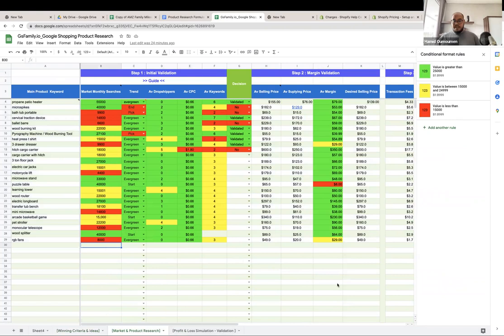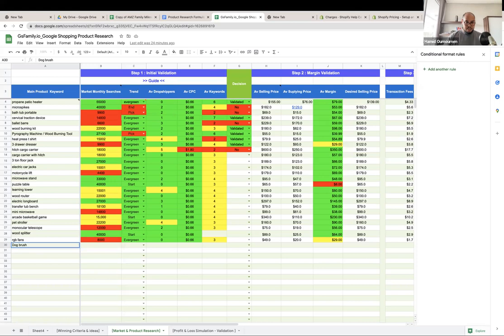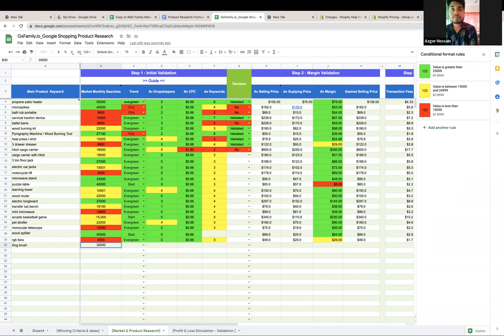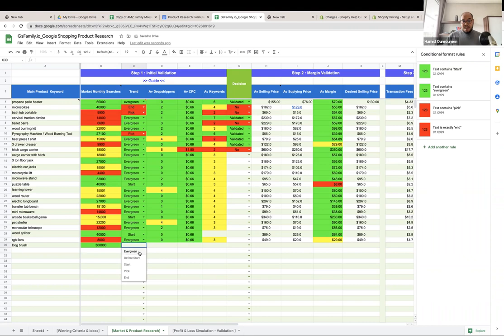Here we have the main product keyword, for example, dog brush. For dog brush, we have, for example, market monthly searches. It's 300K, I think, right? Yeah. Okay, 300K. Then the trend, we find it's evergreen. You look with me, once you write the number, the color automatically changes depending on the time I'm looking for.